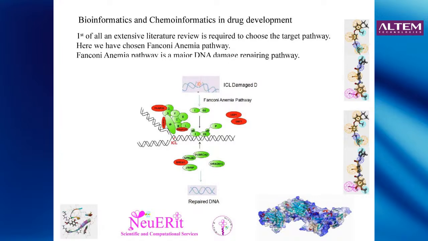Okay, now bioinformatics and chemoinformatics in drug development. In my previous slides, I discussed how to fetch information about the chemicals and about the proteins, and now how to use this for drug development. First of all, an extensive literature review is required to choose the target pathway. Which target protein or which pathway to select, we have to do an extensive literature search. Many open resources are there to do the literature review.